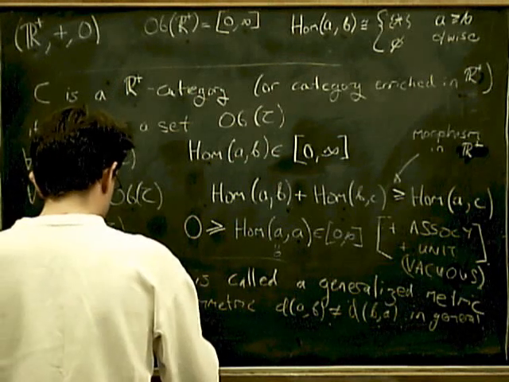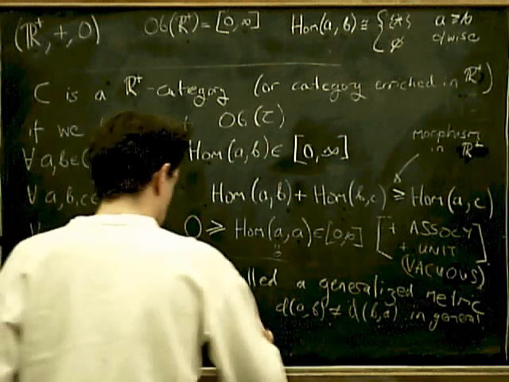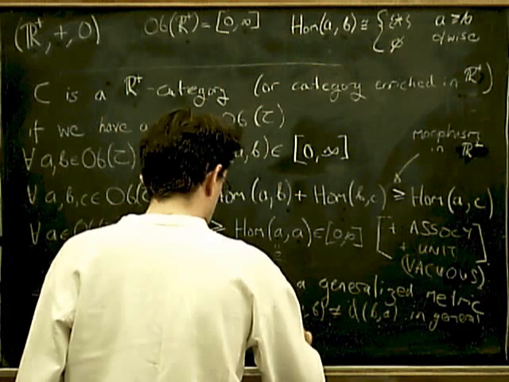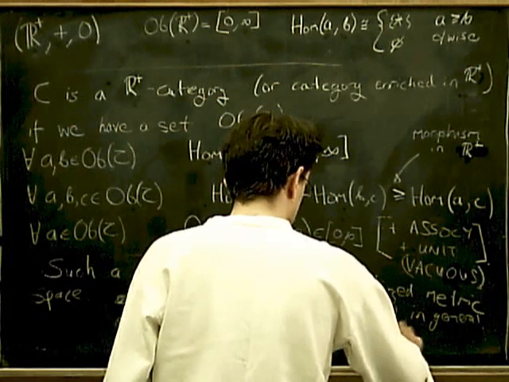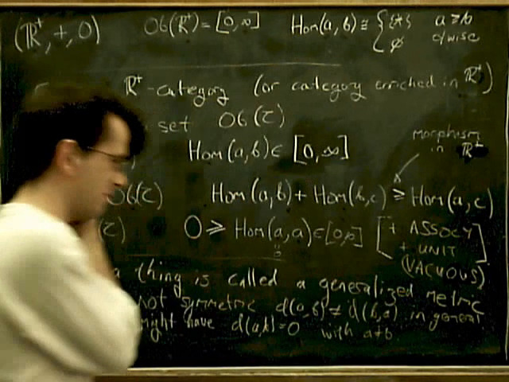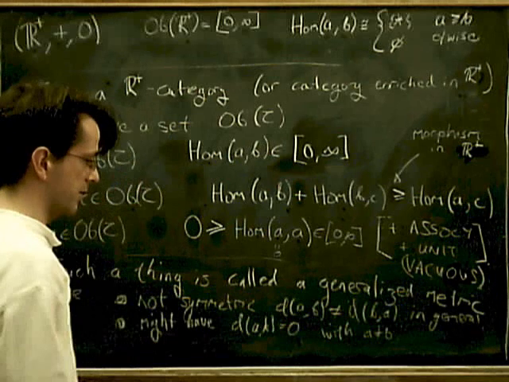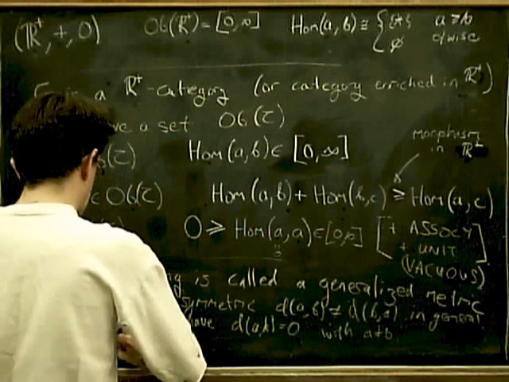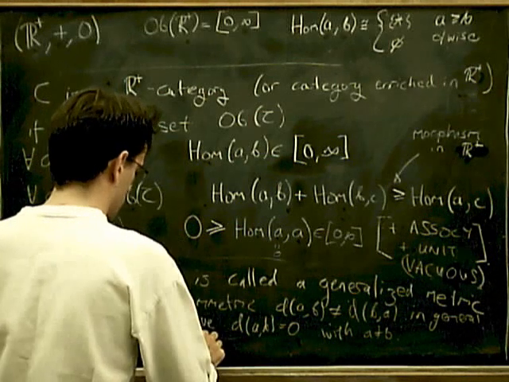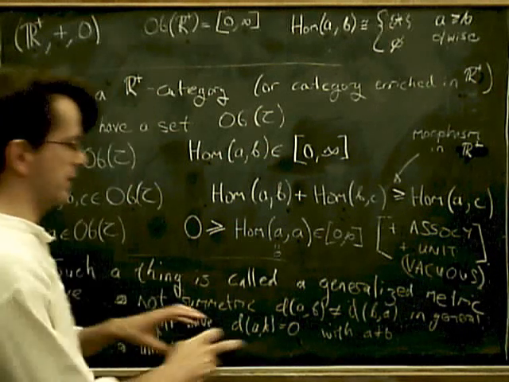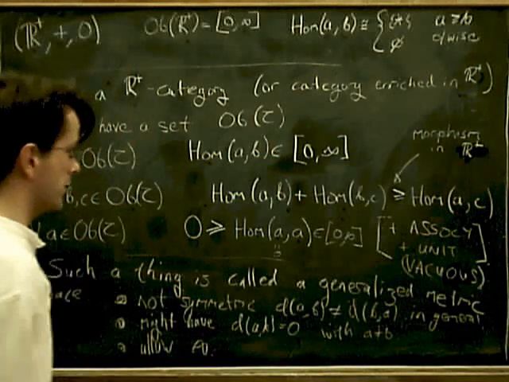You might have d(A,B) equals 0 with A not equal to B. So that can happen. As I say, sometimes the cost of going from one place to the other might be 0, even though they're different places, and we allow the infinite distance. So that's occasionally useful if it's absolutely impossible to get from one place to another.